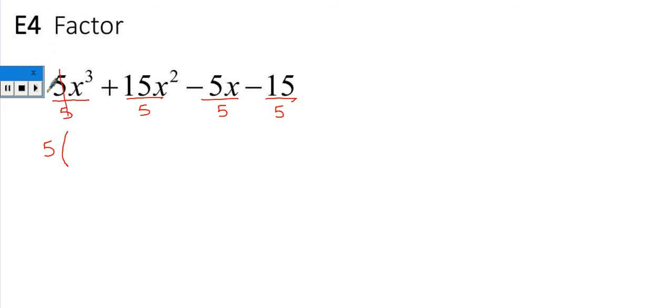What that's going to leave me is x to the third plus 15 divided by 5 is going to be 3x squared minus, 5's cancel and I get x minus 15 divided by 5 is going to be 3. I'm going to need to factor by grouping, so I'm going to do the same thing I've been doing. I'm going to group the first two together and the last two together. I'm going to keep my 5 out in front. Guys, you can't let it float away. Keep that 5 out in front.